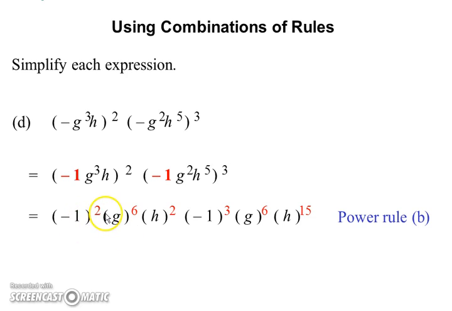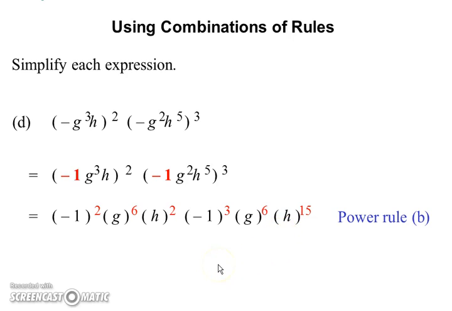-1 squared, and then g cubed to the second power. Multiply the exponents, we get g to the 6th, h squared, -1 cubed, g to the second raised to the third. Multiply again, we get g to the 6th, h to the 5th raised to the third. 3 times 5 is 15, so we get h to the 15th power.